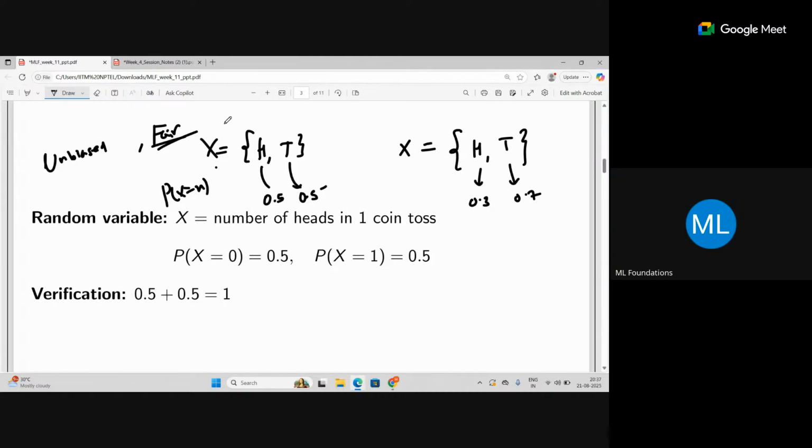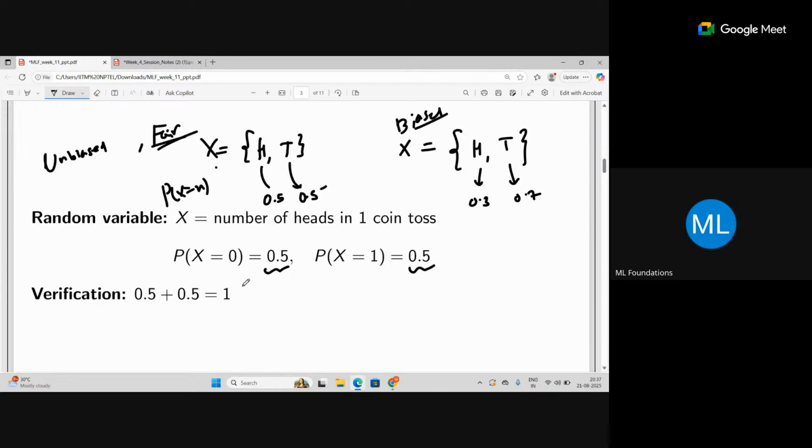And this is called a biased coin. If I toss a fair coin, what does that mean? The probability of getting a head and the probability of getting a tail are equal, right? That is equal to 0.5. So in this case, what is the verification we are doing here?